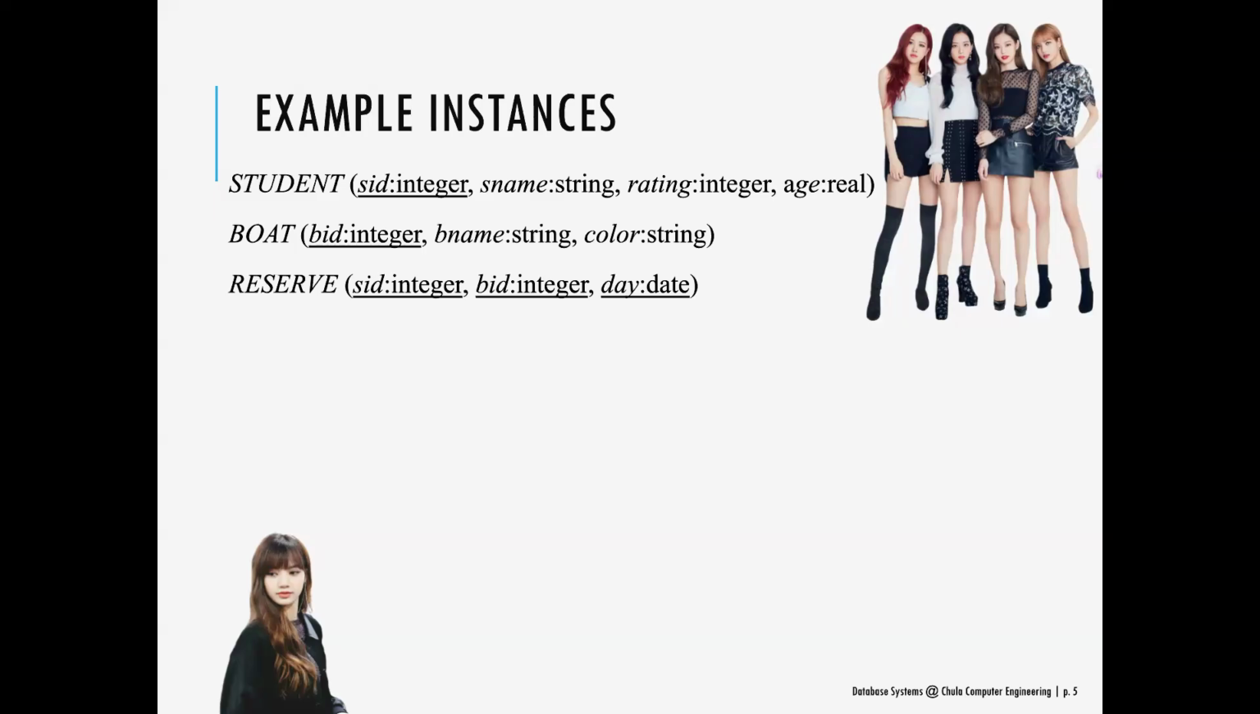So for student, I have student ID, which is integer. I have student name, string. I have rating as integer, and I have age as real. And for boat, I have boat ID, it is integer. I have boat name as string. I have color as string.